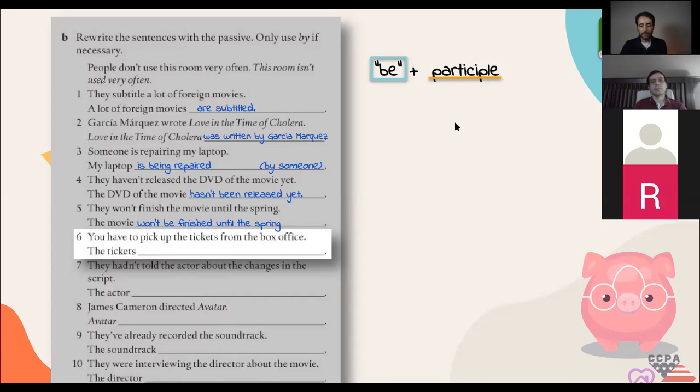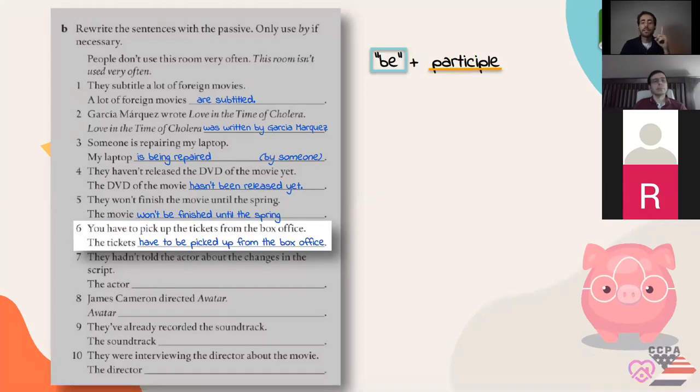The tickets have to be picked up. Fidel, be careful with the participle. Remember that the other part is always supposed to be in the participle form. So have to be, and then you go with picked up, which is our participle version. Excellent. The tickets have to be picked up from the box office. In this case, we are not saying who, we are using the passive version. They have to be picked up by someone. Okay, next.